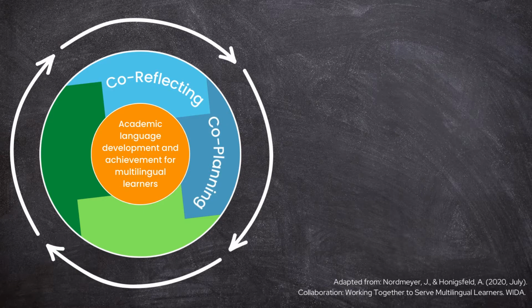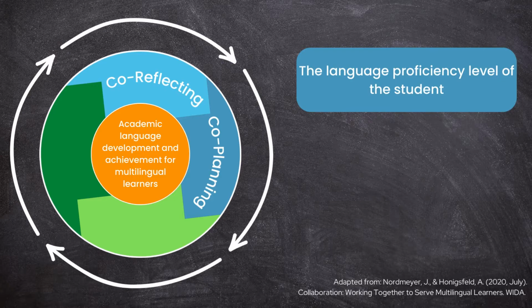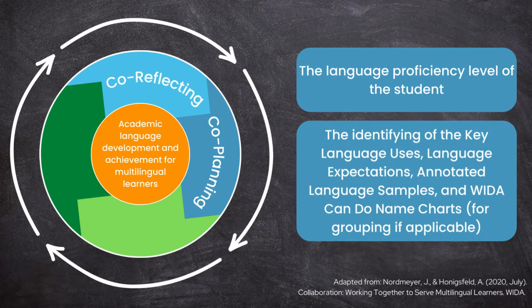Next, co-planning focuses on the language proficiency level of the student, the identifying of the key language uses, language expectations, annotated language samples, and WIDA Can Do Name Charts for grouping if applicable.